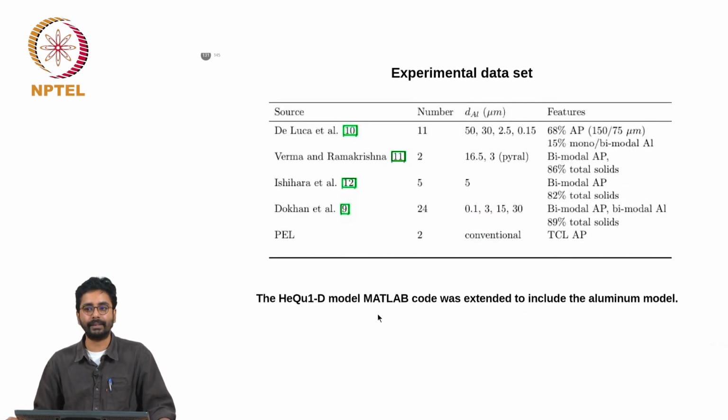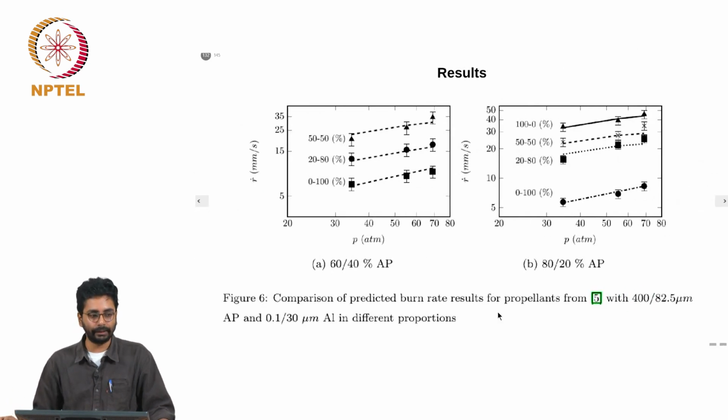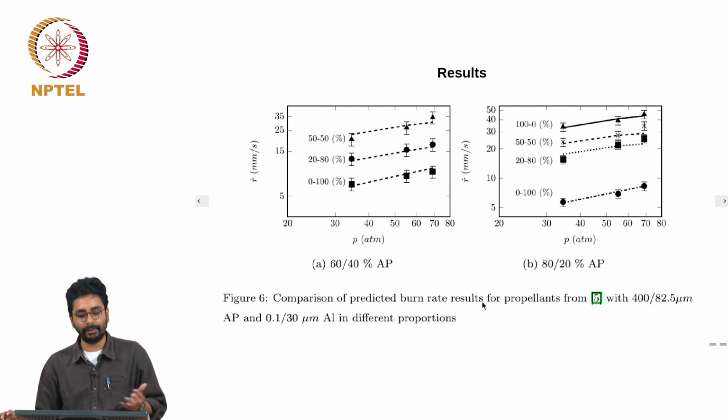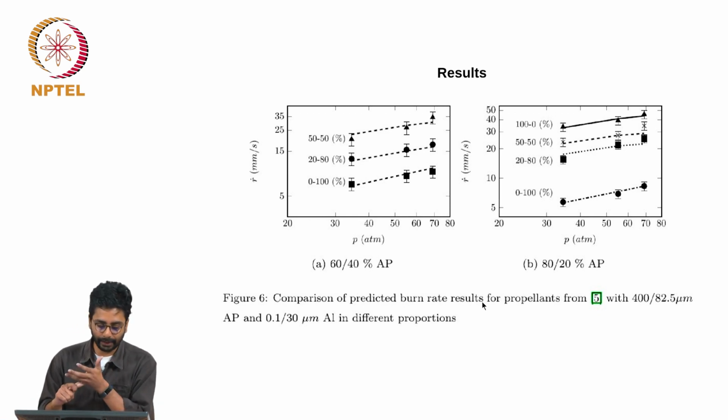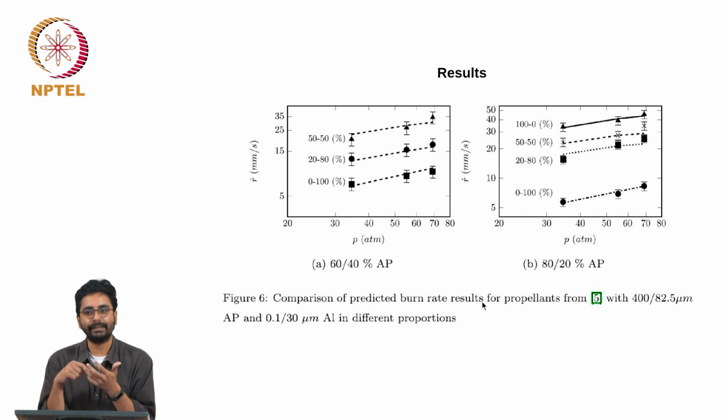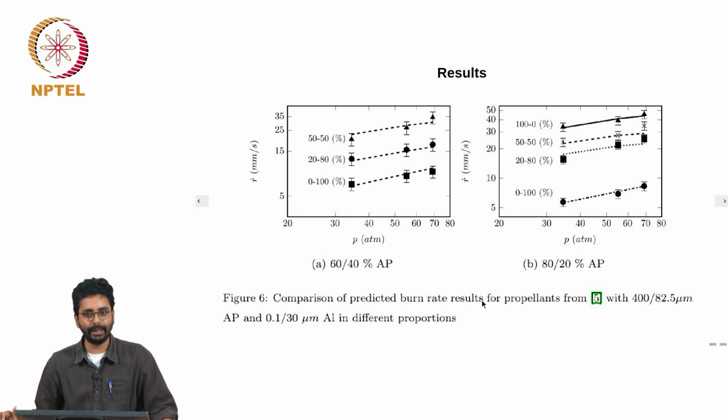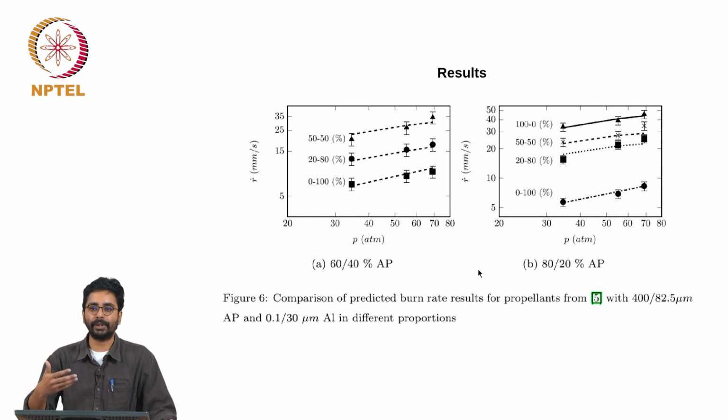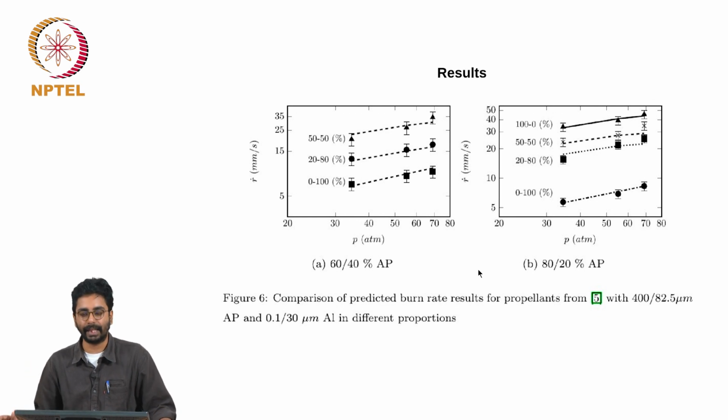This is the experimental data set that is used for validating the approach shown here. The MATLAB code implementing the theory is extended to include the aluminum model. As for results, I just want to say that the predictions are in good comparison with data, but the critical number density is an input that is required for this model. Therefore, the assessment of the enhancement in the burn rate because of addition of ultrafine aluminum requires systematic substitution at different levels, so that the critical number density can also be evaluated.